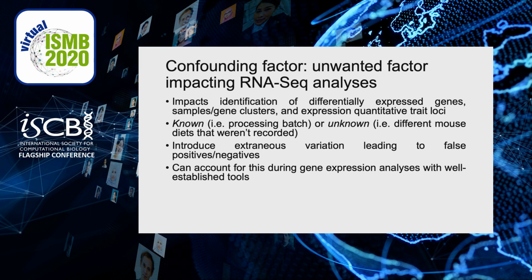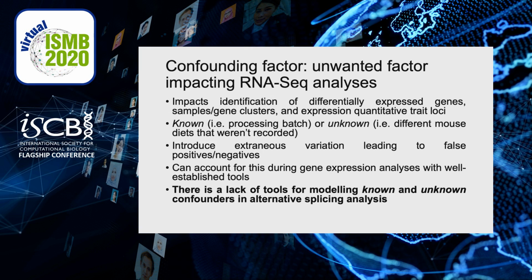Fortunately, confounding factors can be accounted for during gene expression analysis with well-established tools. For example, you may have heard of or used COMBAT or LIMMA. However, there is a lack of tools for modeling known and unknown confounding factors in alternative splicing analysis. We suspect this scarcity of tools reflects a general lack of awareness of the effect of confounders on splicing analysis. Specifically, we were not able to find any previous work that quantitatively assessed the effect of confounders on splicing analysis.